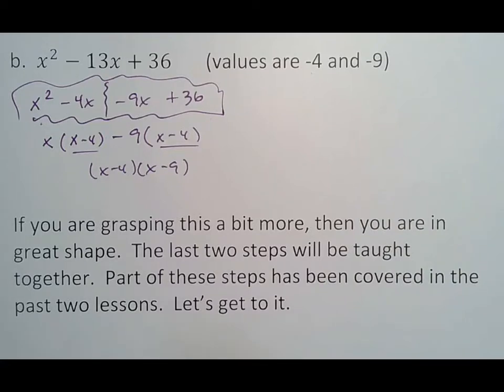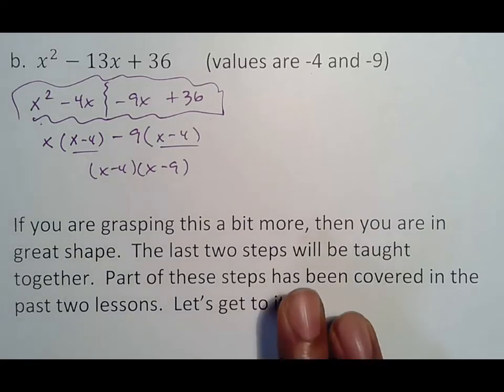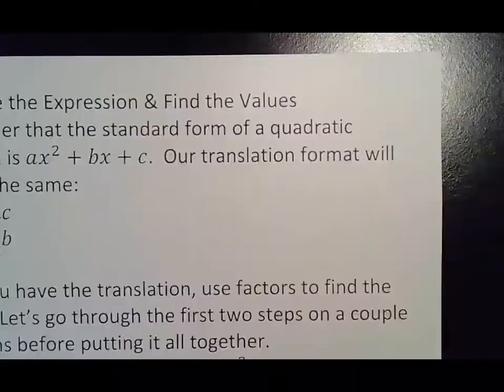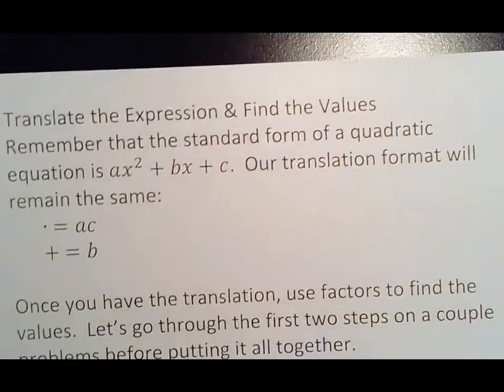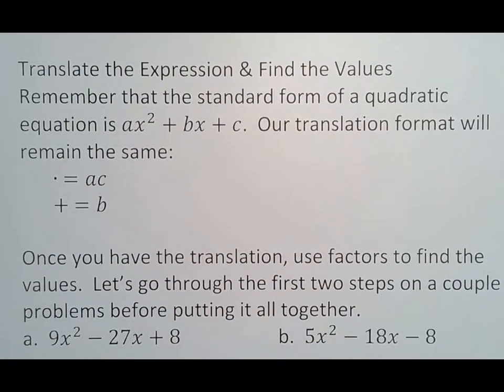The last two steps will be taught together. Part of these steps was already covered in the last two lessons, so let's just go ahead and get to it. Remember, I told you that we were learning to do a step that was important. Well, here we are. Translate the expression and find the value. So again, 1 and 2 is going to go together. We're doing both of those things together.